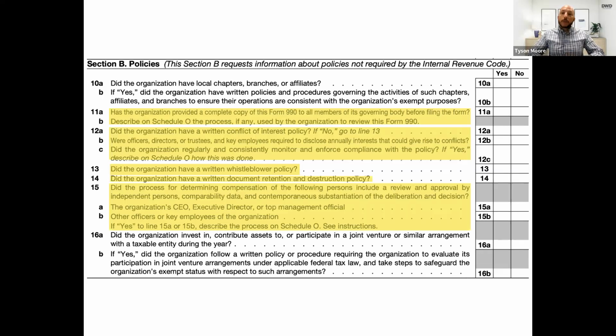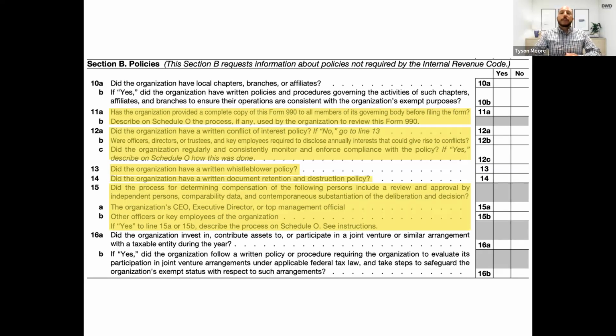And number 15 is really important as far as compensation. The IRS is really big on compensation paid to the CEO and executive directors. They want to make sure that they're not being paid too much. And I know here in Fort Wayne, it's probably not a huge issue. However, they still want to know how compensation for your top person is determined. Does anybody review it? Does your board review it? Does your executive committee look at it? Maybe you have an HR committee who's reviewing and approving the amount. They also want to know if you're looking at other comparable organization salaries.